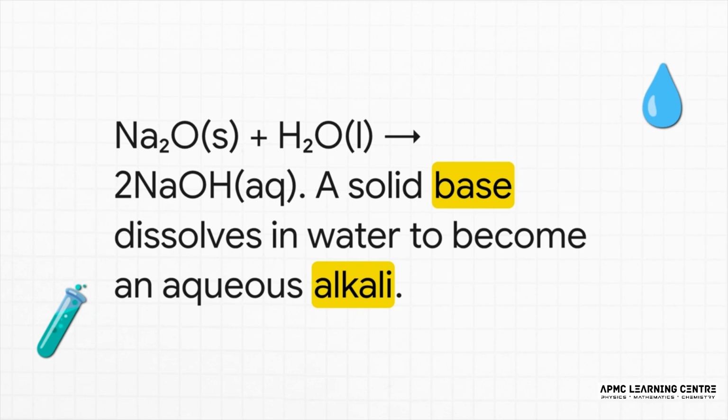You start with a solid base, sodium oxide. You add some water, and boom, it dissolves and becomes aqueous sodium hydroxide. And that's our alkali. See those little letters in the parentheses? The (s) for solid turns into (aq) for aqueous. Aqueous just means it's dissolved in water. And that very act of dissolving is what makes it an alkali.